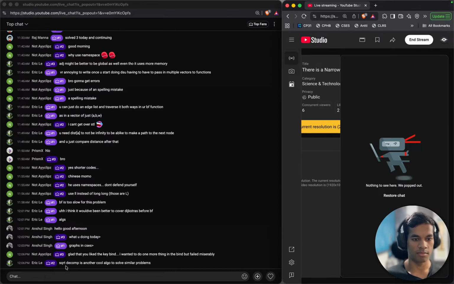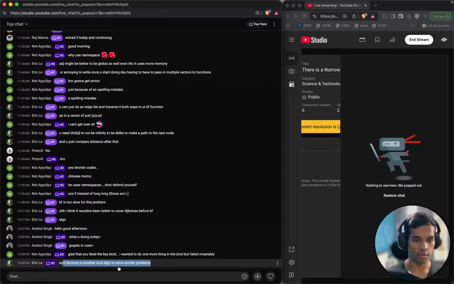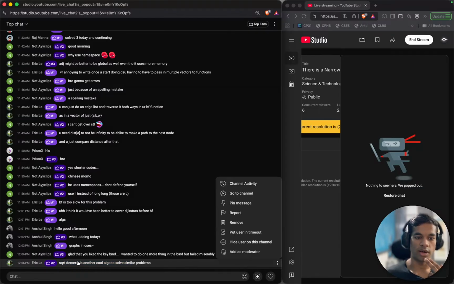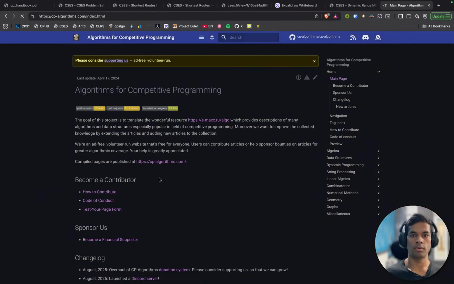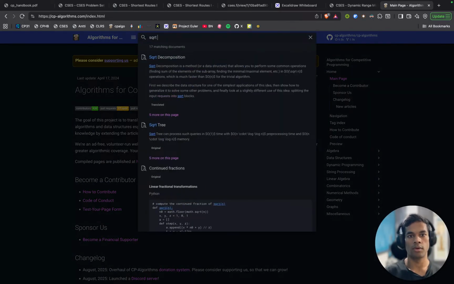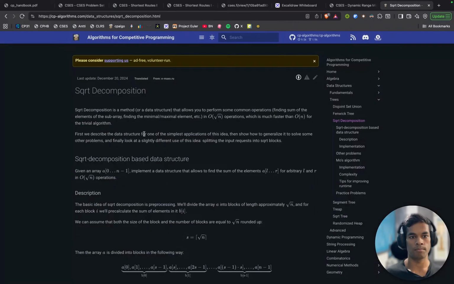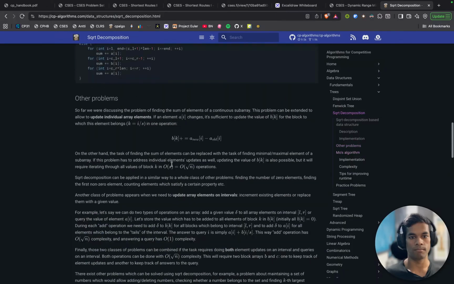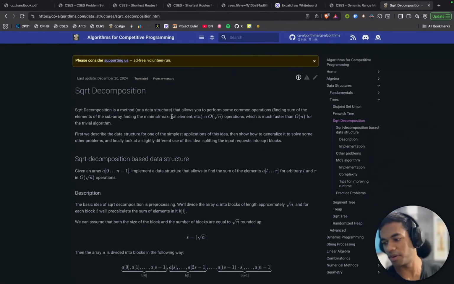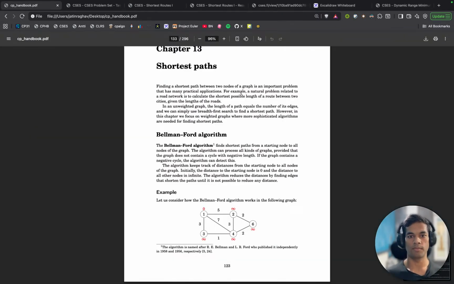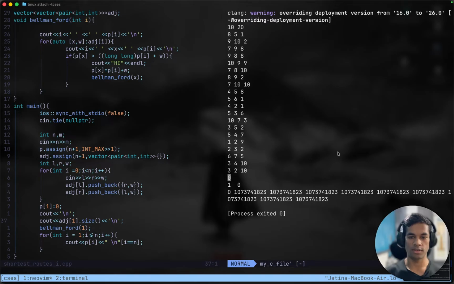What was that thing? Square root decomposition is another cool algo to solve similar problems. I've heard that thing. Square root decomposition, of course, it is on CP algorithms. Okay, there are just a lot of things. Let me actually write it down. Wait, I will take a screenshot. Yes, I'll read it.